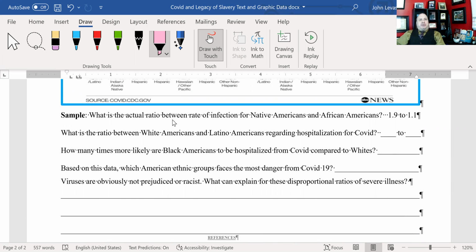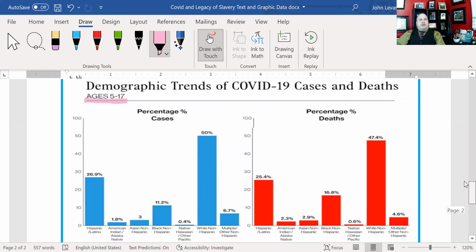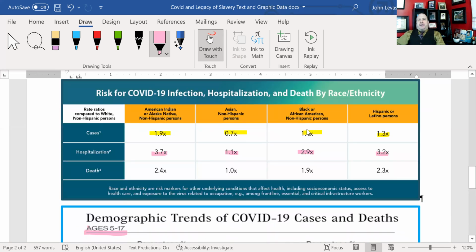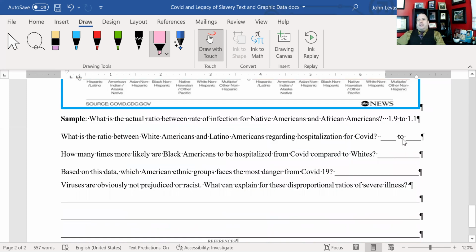What is the actual ratio between rate of infection for Native Americans and African Americans? So rate of infection between Native Americans and African Americans. So there we go, 1.9 to 1.1. And that was the answer given here. And I'd like you to answer the rest of this.